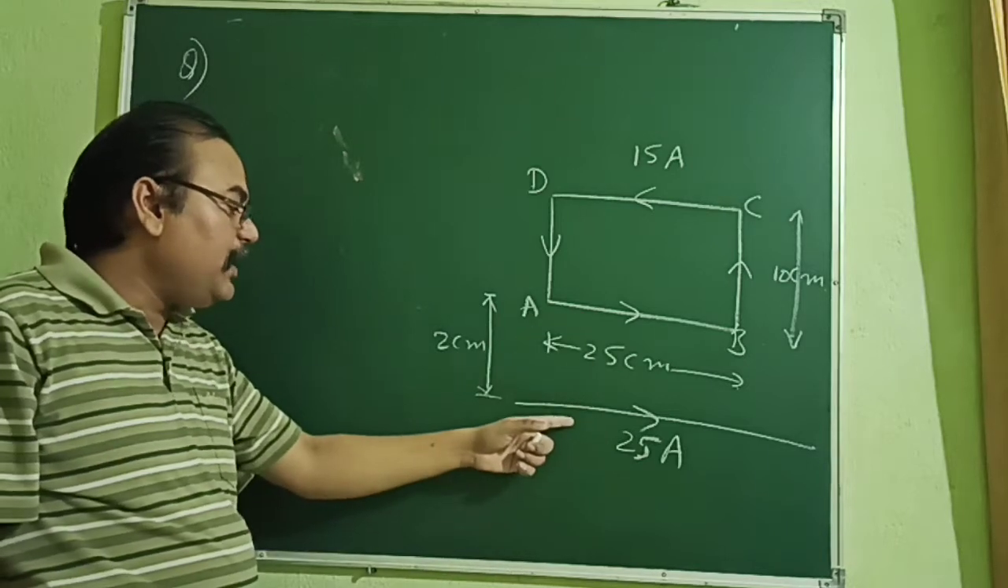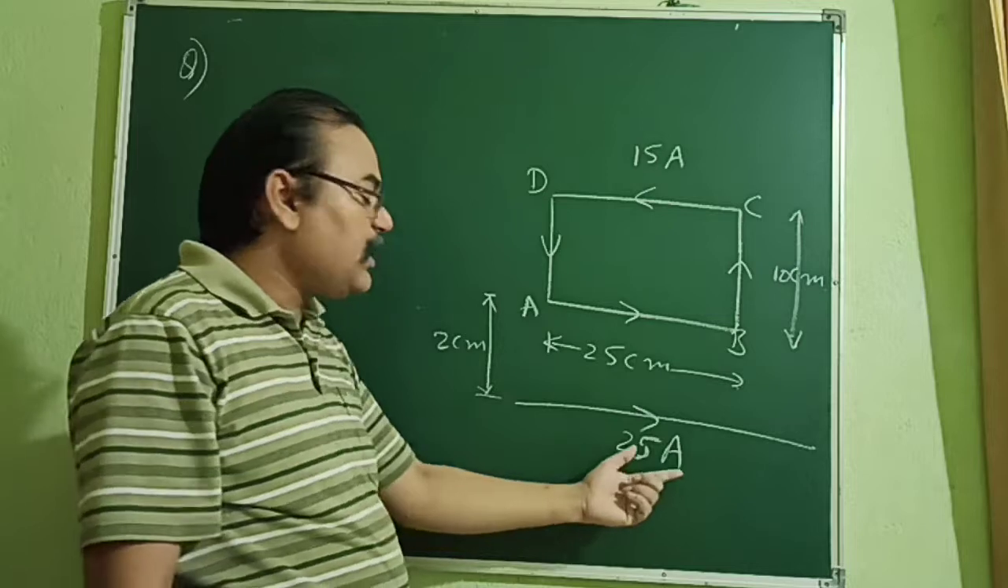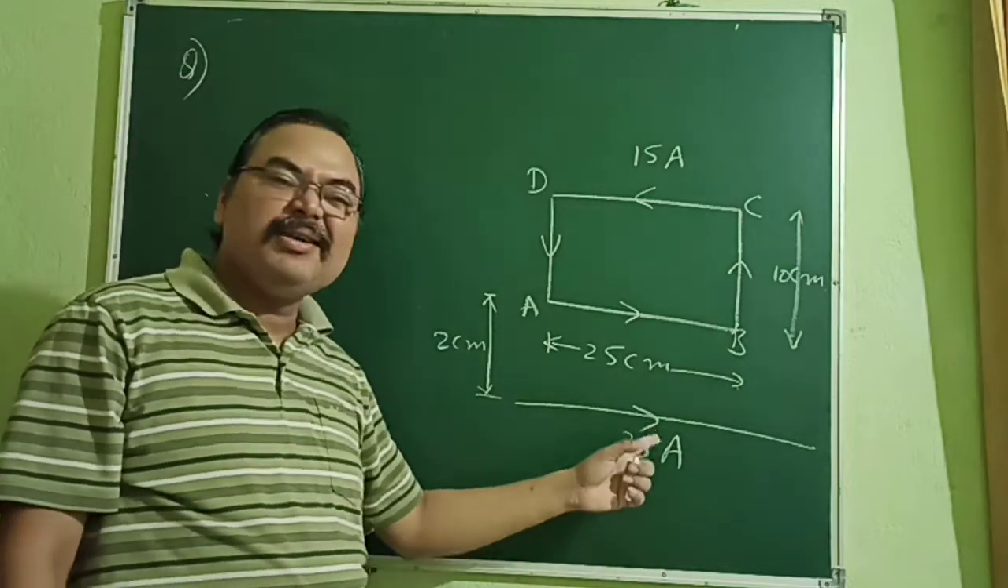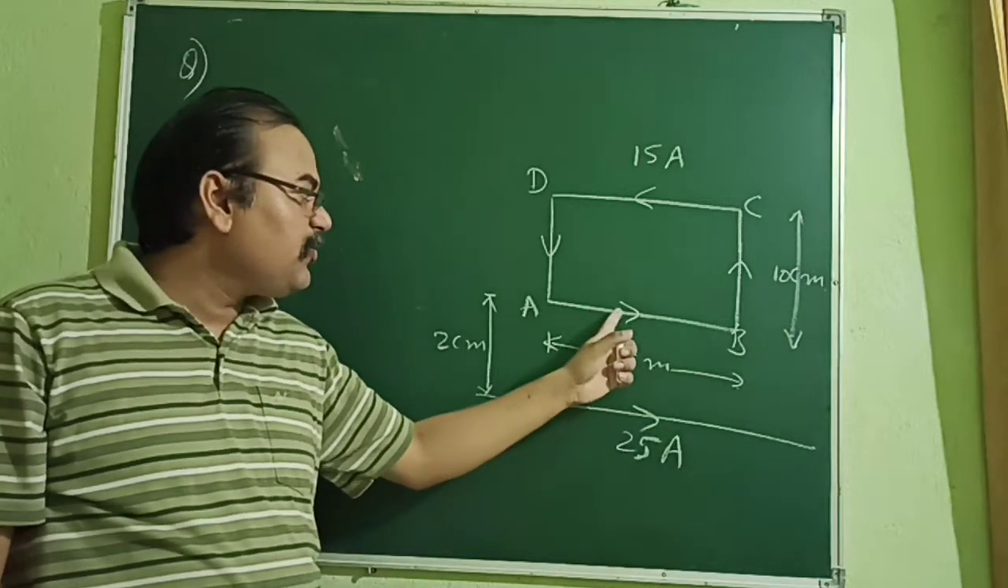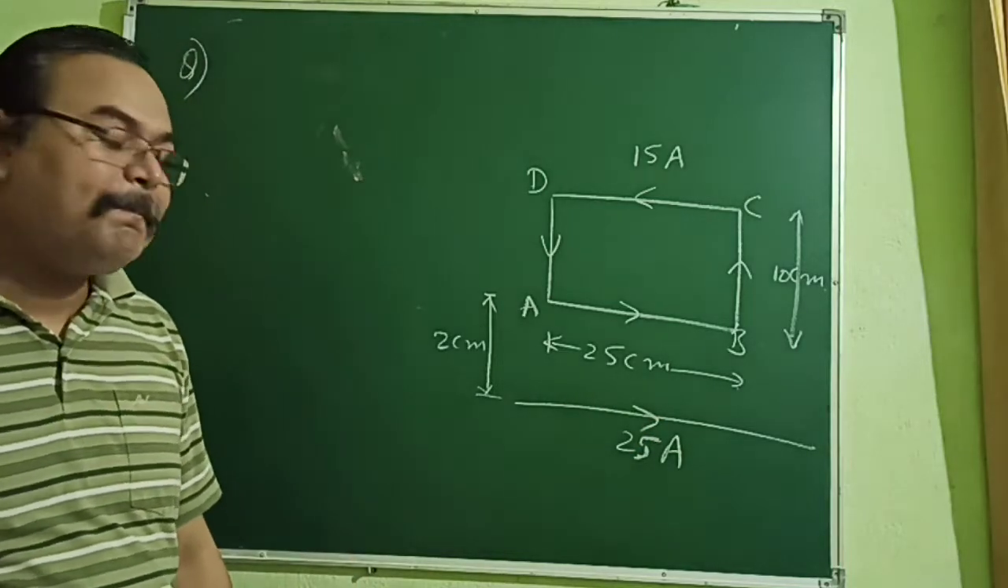Now, a straight conductor is placed at a distance of 2 centimeter from it, like this, and it is carrying a current of 25 ampere. But my dear children, in the question, the direction of current in the straight conductor is not given. It may be along the direction of current of this AB, or it may be in the opposite direction. We don't know that exactly.